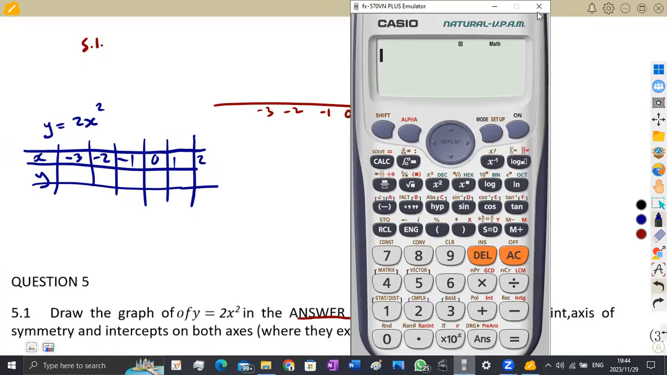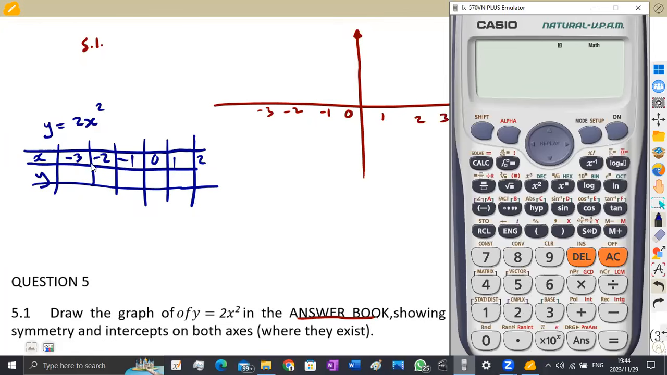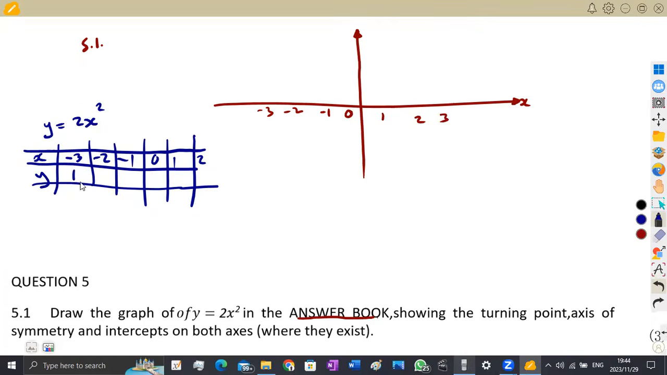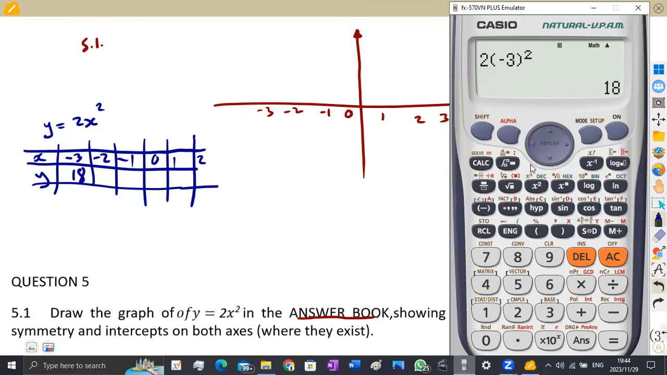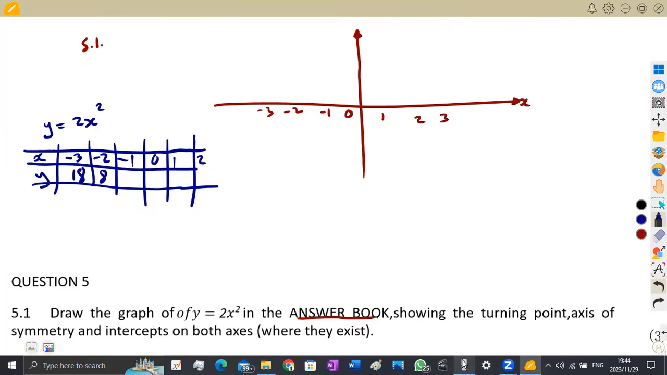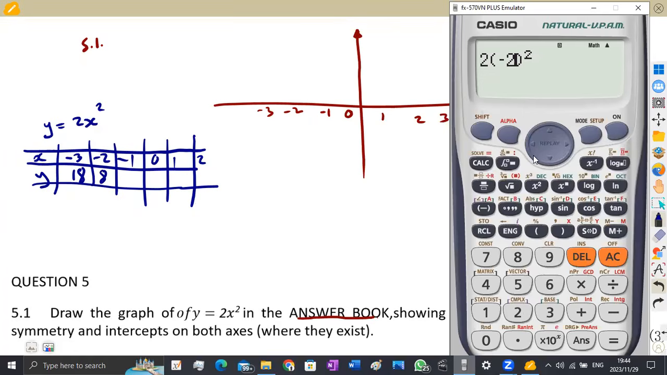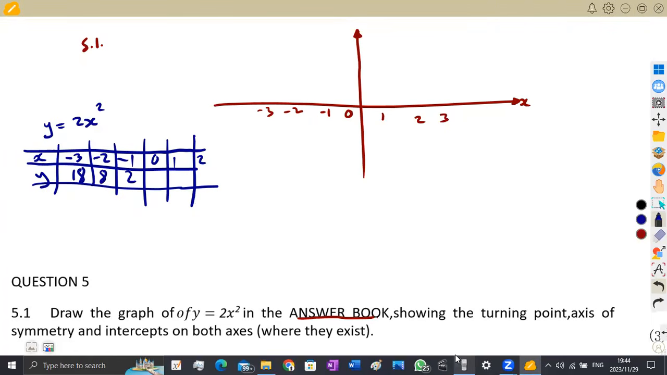So this is 2x to the exponent of 2, and the first value of x that you're given, negative 3, is going to be 2 times x, which is negative 3 squared, which is 18. So you're going to have 18. We substitute a negative 2, which gives 8. Substitute a negative 1, and I want you to see what's going to happen here.